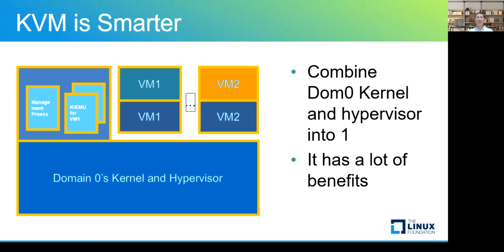From the architectural perspective, KVM combines domain zero's kernel and the hypervisor into one. Actually, they run in one address space. With this structure, it has a lot of benefits. Domain zero's kernel will not exit to the hypervisor when it accesses hardware. So it has a lot of advantages.